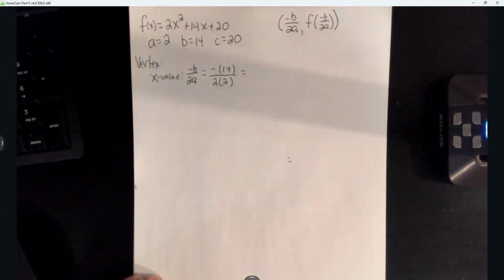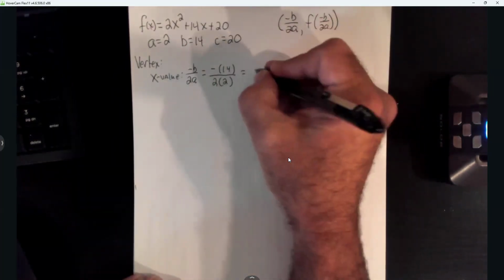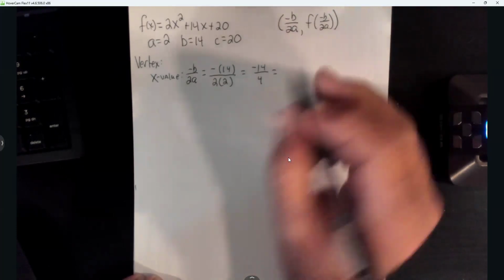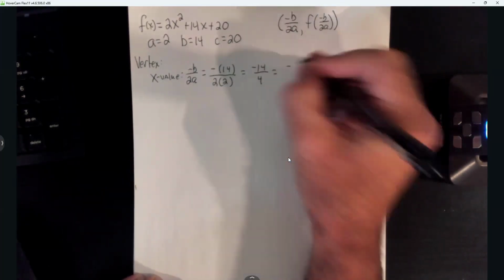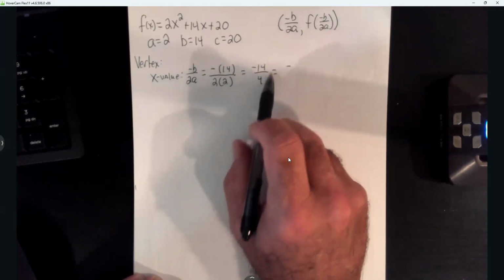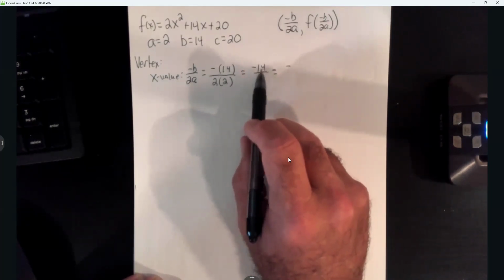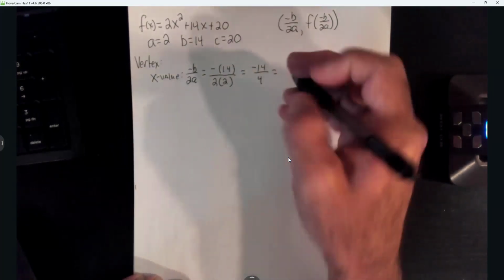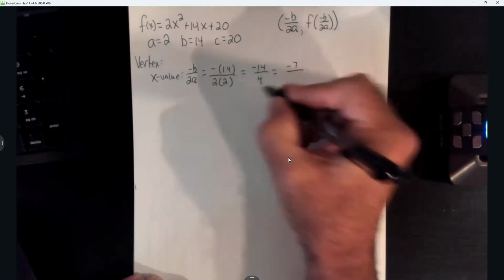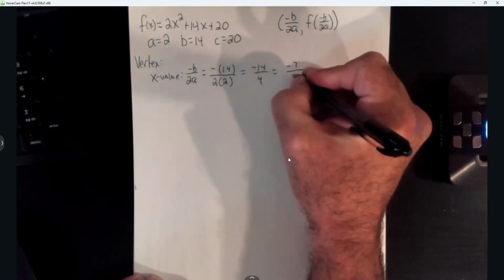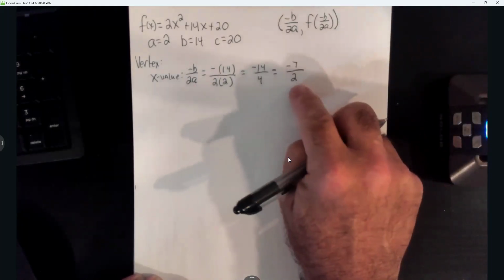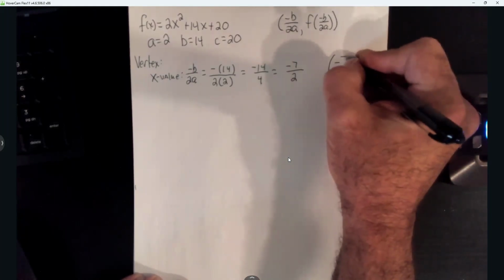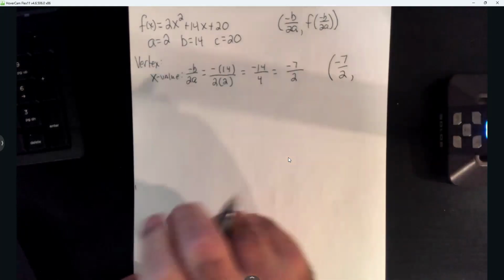Oh, y'all, this one looks like it's going to end up as a fraction, don't it? Because look, I got a negative 14 on top, 4 on the bottom. So that's going to be a negative. So y'all, let's just simplify that fraction. 14 and 4 will both divide by 2. So I'm going to divide the top by 2. That's going to give me a negative 7. And then divide the bottom by 2. 4 divided by 2 gives me a 2. Nothing else I can do to that. So on my vertex, the x value will be negative 7 halves.